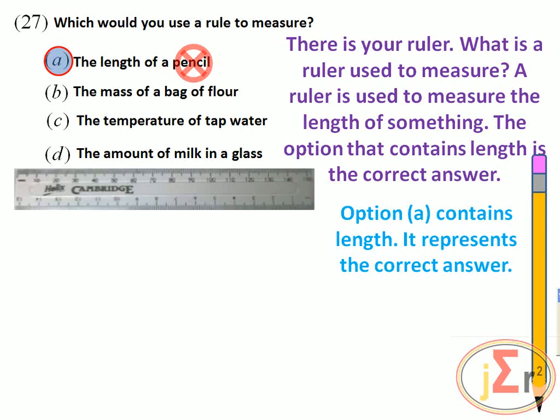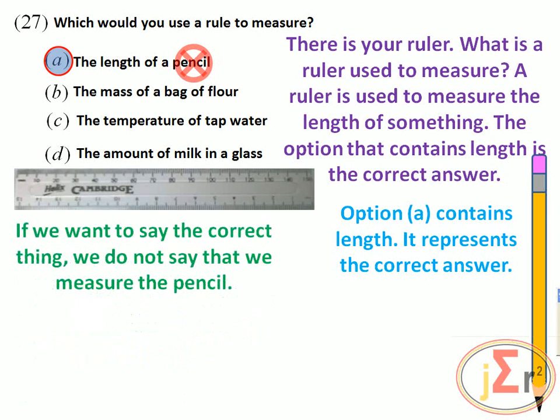Notice that we are Xing out pencil. If we want to say the correct thing, we do not say that we measure the pencil. I am correcting some misconceptions here, because we typically say that we measure the pencil. The pencil has a few different attributes that may be measured, because we can measure the mass of the pencil, we can measure the length of the pencil. So, we are not measuring the pencil, but we are measuring what? The length of the pencil.